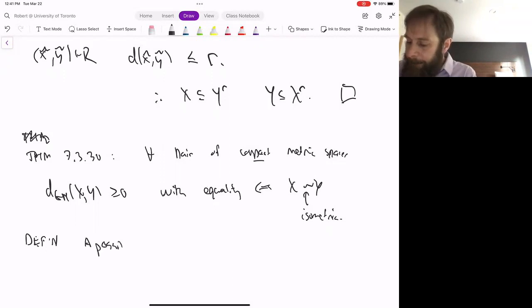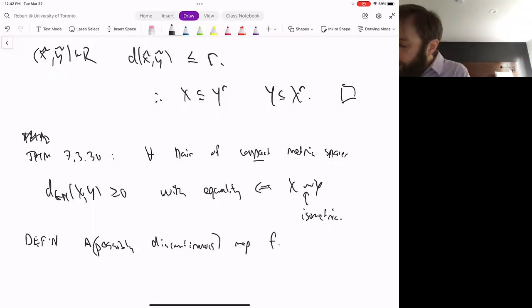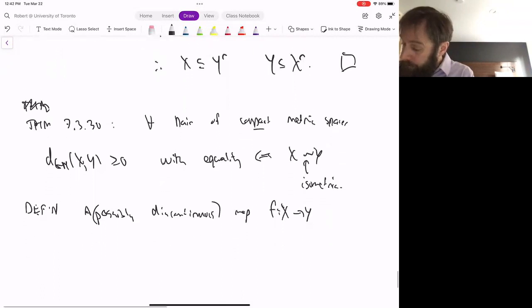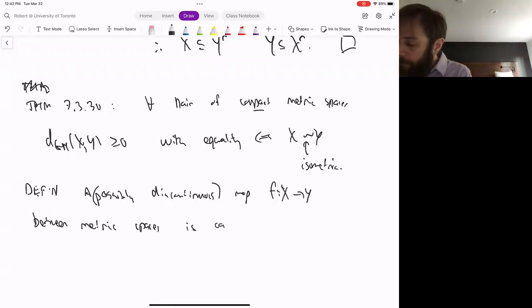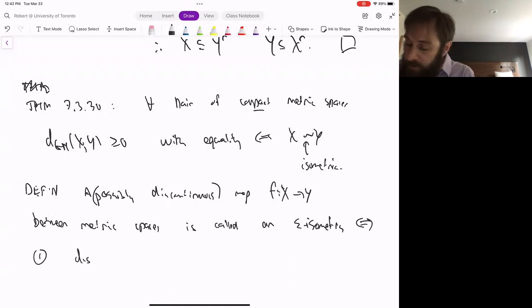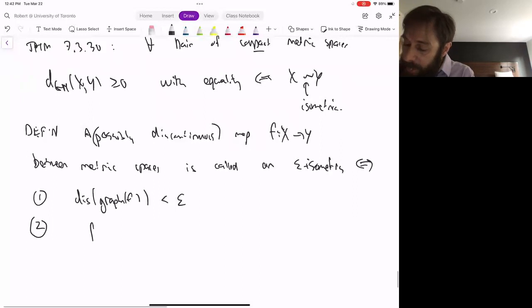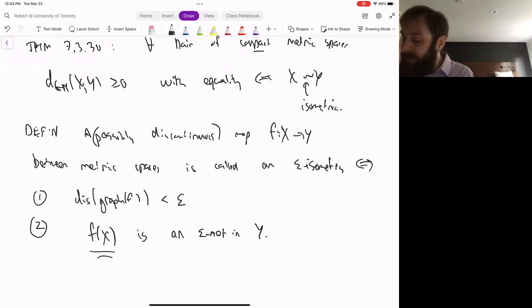A possibly discontinuous map F between metric spaces is called an epsilon isometry, or an approximate isometry, if and only if two conditions hold. First, the distortion of the graph of F is less than epsilon, and secondly, the image of X under F is an epsilon net in Y. In other words, if you cover the image of X with epsilon balls in Y, you'll get all of Y.